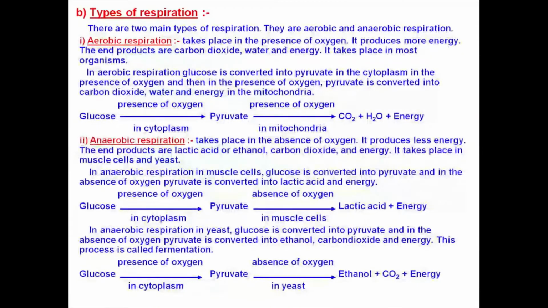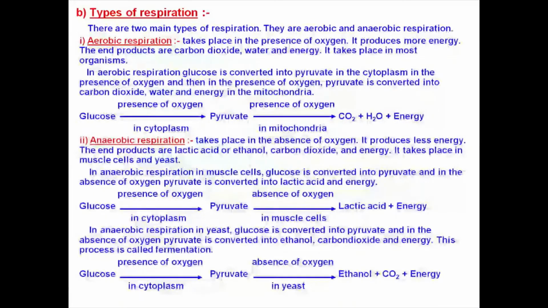In anaerobic respiration in yeast, glucose is converted into pyruvate, and in the absence of oxygen, pyruvate is converted into ethanol, carbon dioxide, and energy. This process is called fermentation. Glucose, presence of oxygen in cytoplasm, pyruvate, absence of oxygen in yeast, ethanol plus carbon dioxide plus energy.